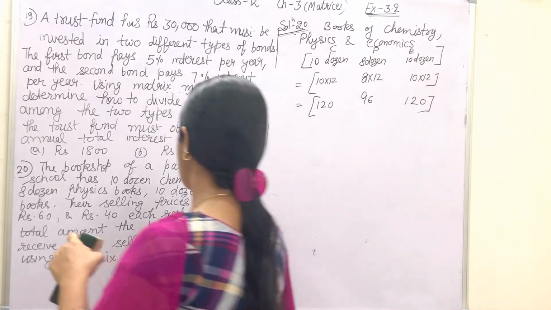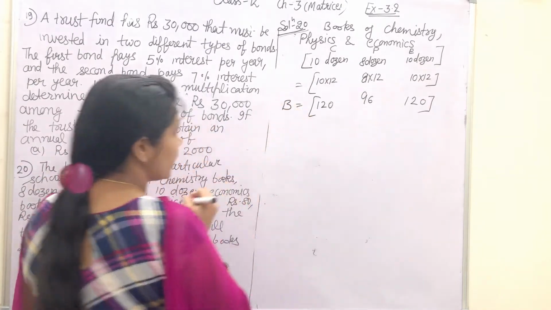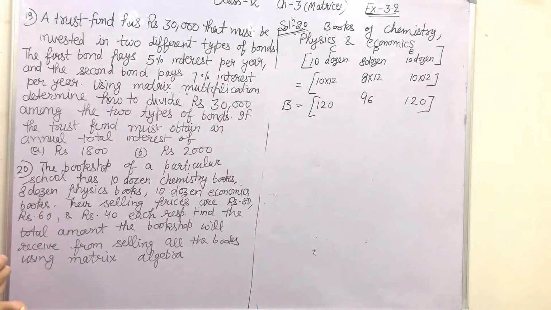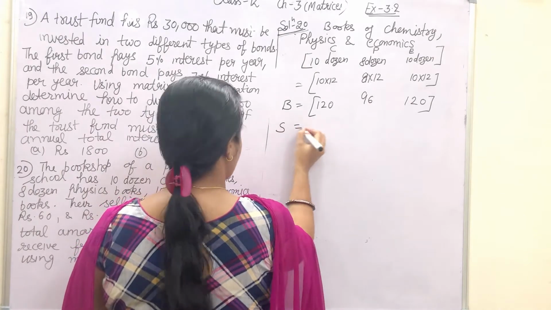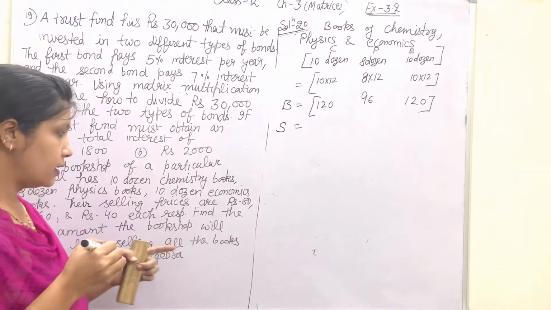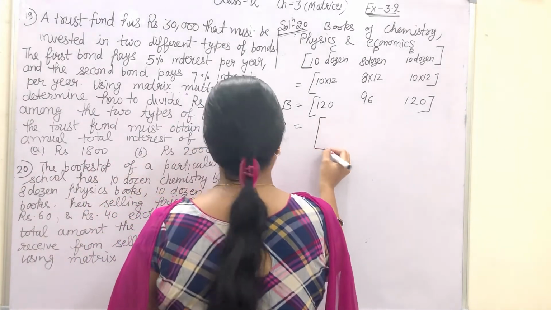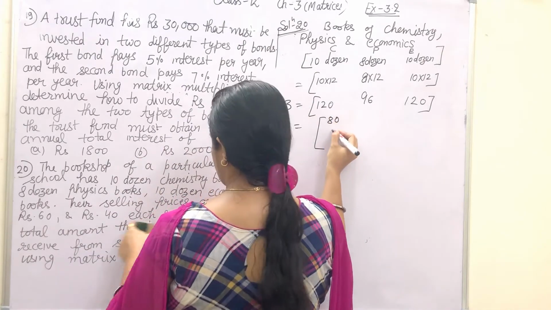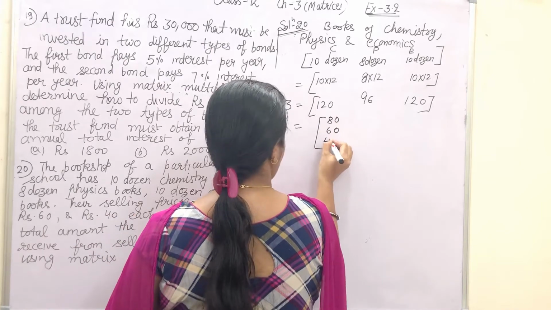Now we have given the prices. Here these are books, so we represent our matrix by B. Now we have given the selling price of each book, so we represent our matrix by S, selling price. Here the selling price for each book: first for chemistry is rupees 80, second for physics 60 rupees, and third for the economics book 40 rupees.